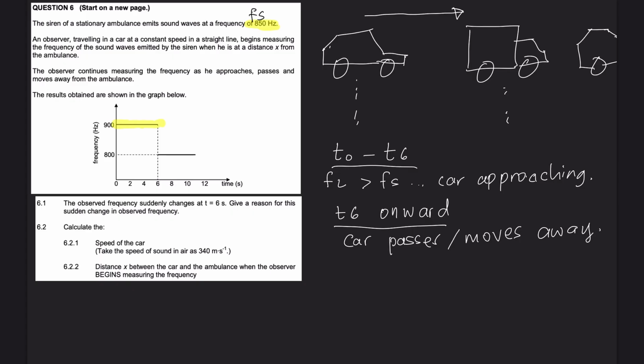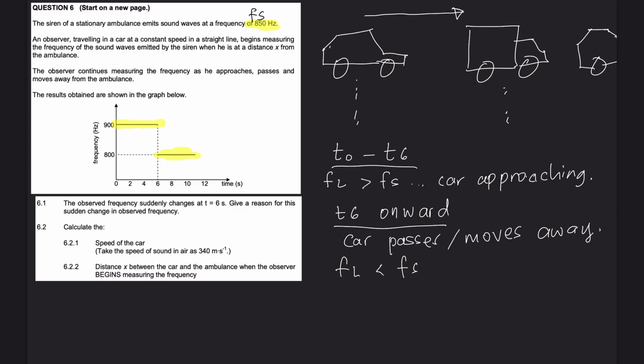or you could say moves away. And why are we saying that it moves away? Because if you look at the frequency that's heard, the frequency is now 800. The frequency that's heard is less than the frequency of the source. So that tells us that it's moving away. That's why there's a change. Question 6.2.1, calculate the speed of the car. Take the speed of sound in air as 340 meters per second.